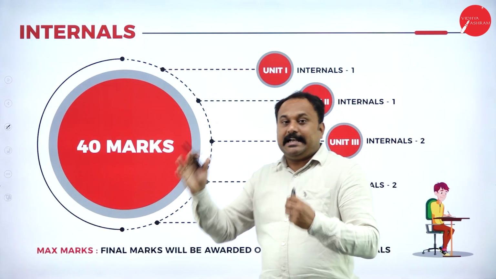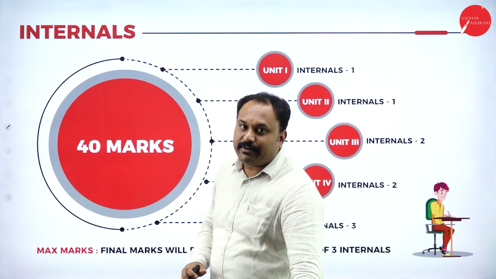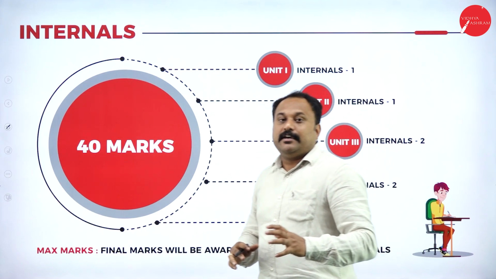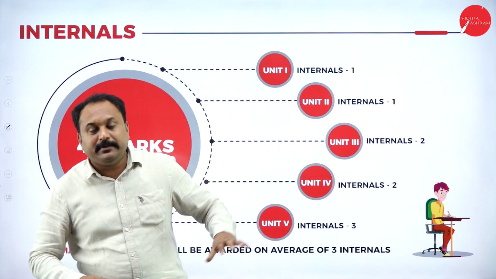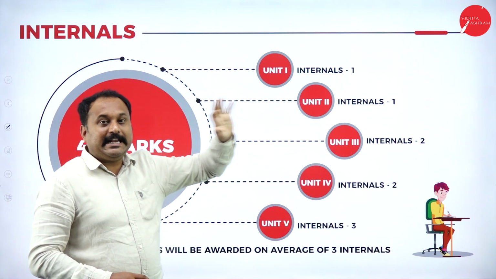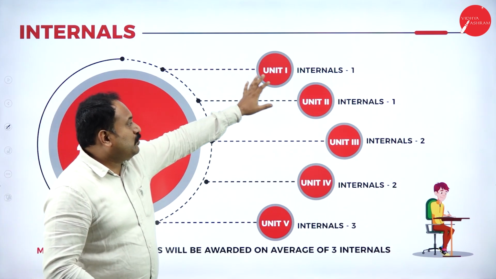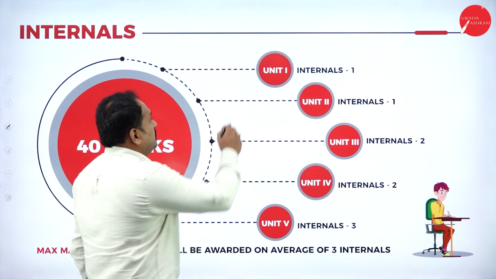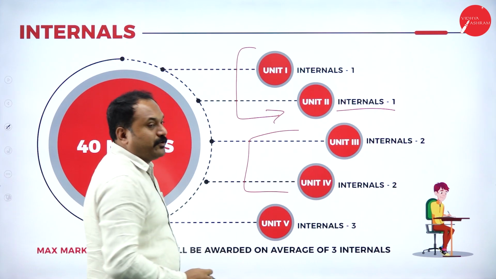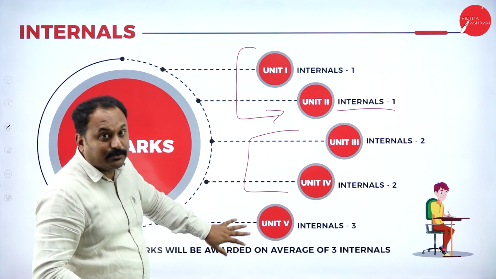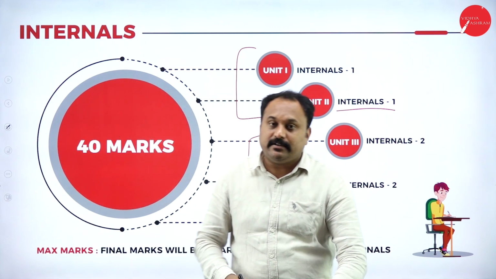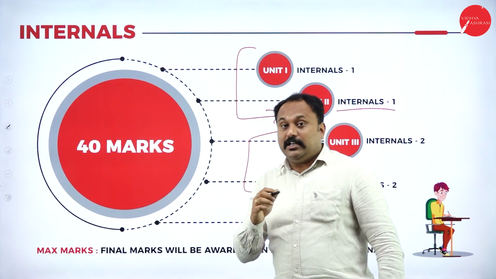So this entire thing, we have 5 modules or 5 units. In this we have the internals as well as externals. You will have 40 marks internals and 60 marks externals. The internals are divided like this: unit 1 and unit 2 we're going to take for the first internal, unit 3 and unit 4 for the second internal, and the last unit, which is a big unit, for internal 3. So there will be 3 internals and you are supposed to write all 3.